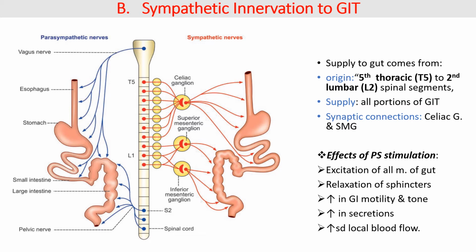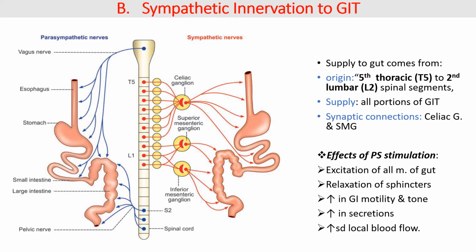Stimulation of different components of the autonomic nervous system, namely the sympathetic and parasympathetic divisions, will cause different effects. So, let us see what are the effects of parasympathetic stimulation. Whenever there is stimulation of the parasympathetic component of the autonomic nervous system, there will be excitation of the gut muscles. So, parasympathetic stimulation will lead to excitation of the gut, and it will increase the gut motility and the tone of the muscle contraction.